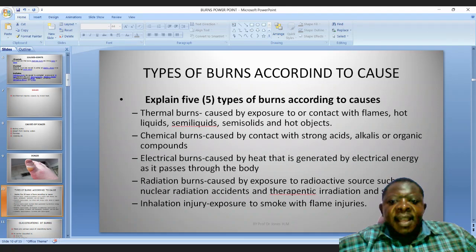Radiation burns come as a result of exposure to a radioactive source such as nuclear radiation accidents, therapeutic irradiation, and sunburn. There are also burns known as inhalation injuries. These come because of exposure to smoke or flame injuries.